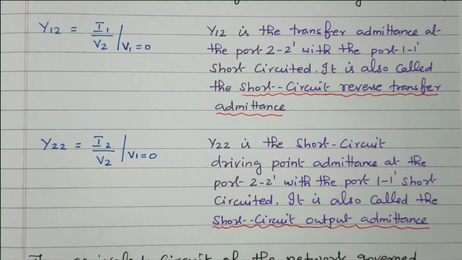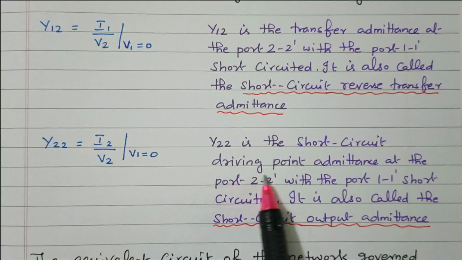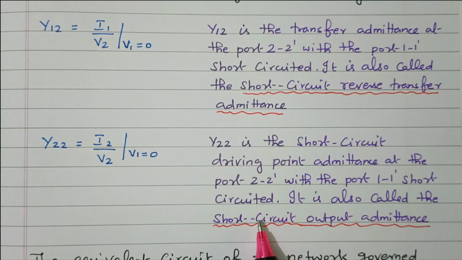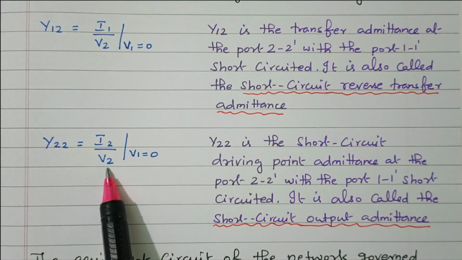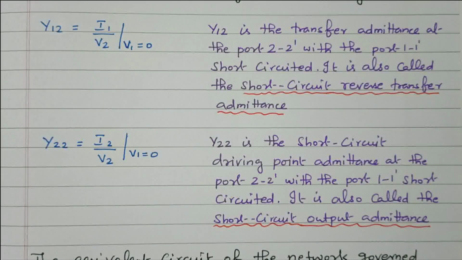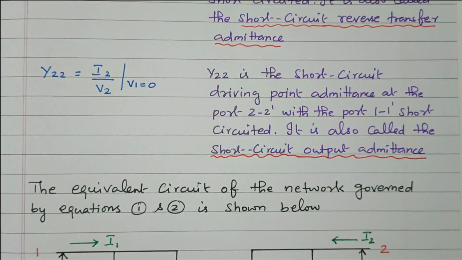The other parameter is y22, I2 by V2. Y22 is the short circuit driving point admittance at the port 22 dash with port 11 dash short circuited. Both current and voltage are at the output port, so it is called the output admittance. Similarly, we have I1 by V1, the input admittance. So we have short circuit input admittance, short circuit output admittance, short circuit forward transfer admittance and reverse transfer admittance. These four parameters are available, so by using them we can draw the equivalent circuit.